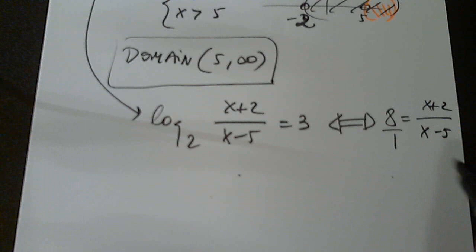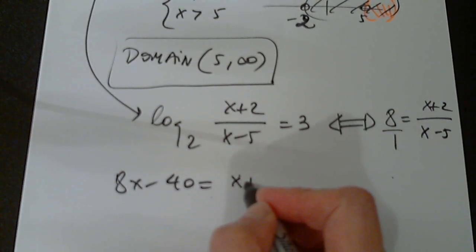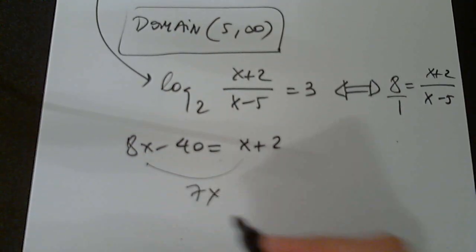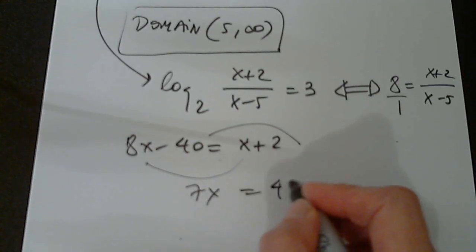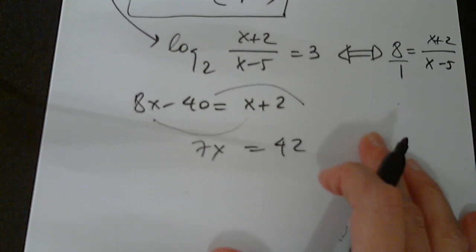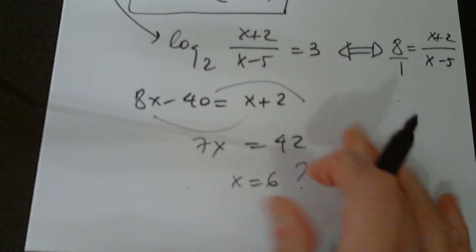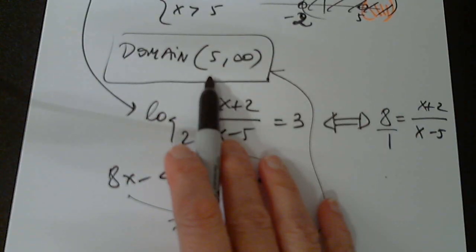This is a proportion. I will cross multiply. 8x minus 40 equals x plus 2. I will bring x here, and I get 7x. I will bring 40 to the other side, and I get 42. And then x equals 6. Is it true? Yes, it is, because it's a number greater than 5.